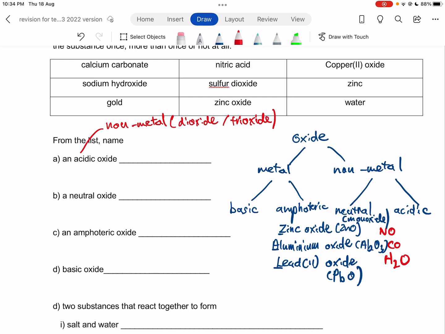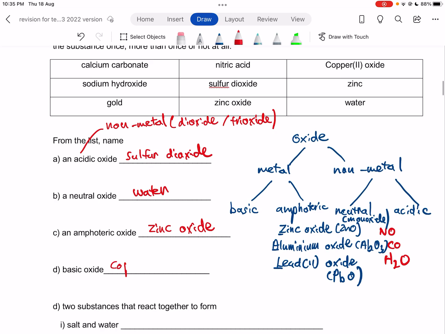So for non-metal acidic oxide, I have only sulfur dioxide in this list. Neutral oxide is your water. Then amphoteric oxide, I have zinc oxide from here. As for the basic oxide, I will have copper 2 oxide.